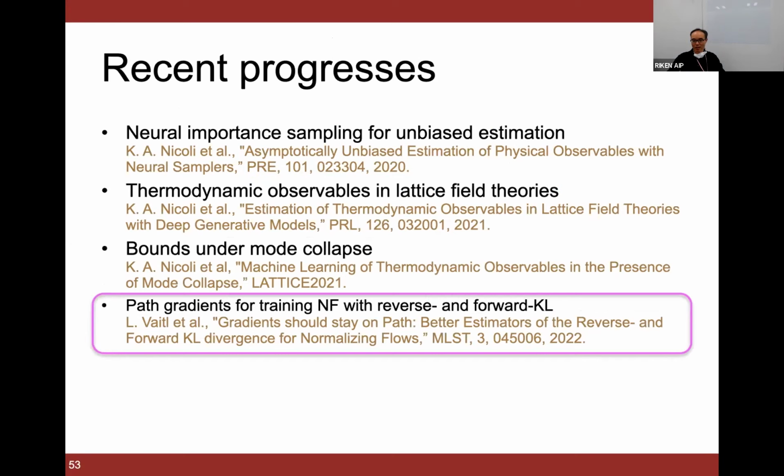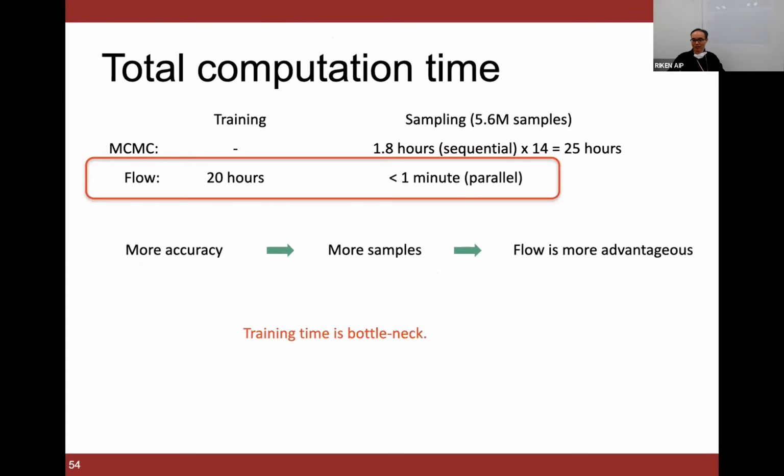So it's about the path gradients for training normalizing flow with reverse and forward Kullback-Leibler divergence. As I said, compared to the standard MCMC sampling, our approach has a bottleneck of training time, which typically dominates the computation cost. And we are trying to reduce this computational cost.